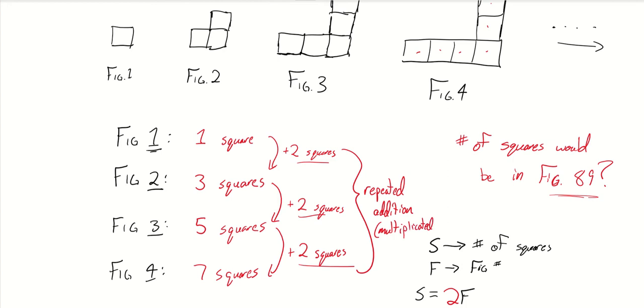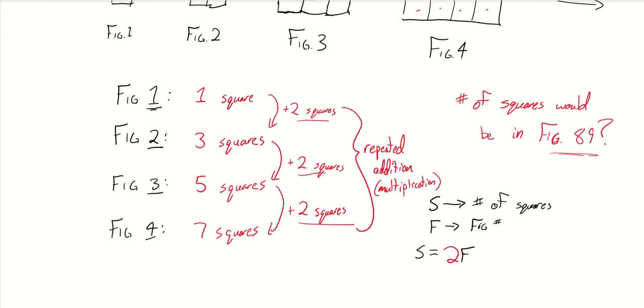So here, if we're doing repeated multiplication, by adding 2 again and again, then 2 will be our multiplier against our figure number. And so you could say, all right, this is my equation, right? The number of squares in my figure, it's just going to be 2 times my figure number.